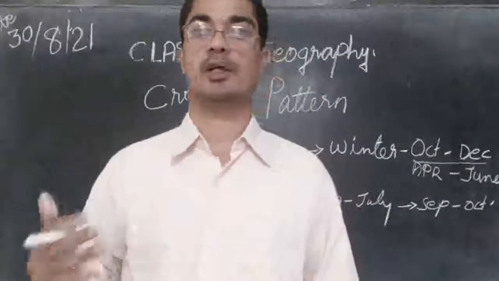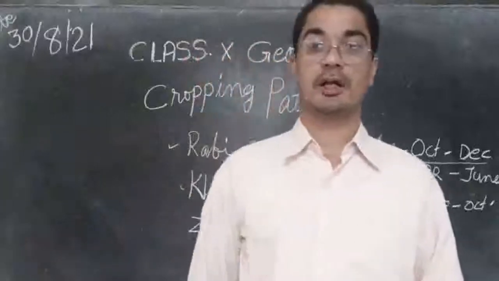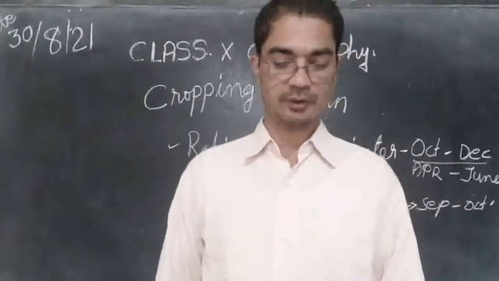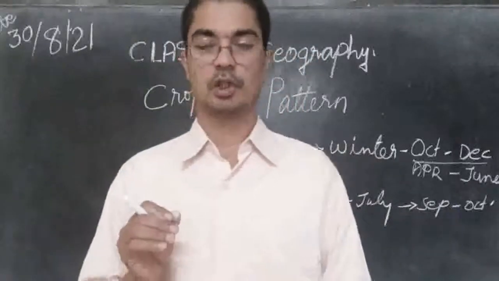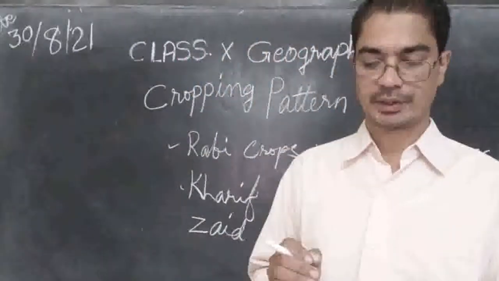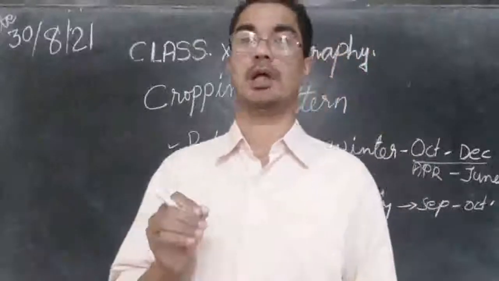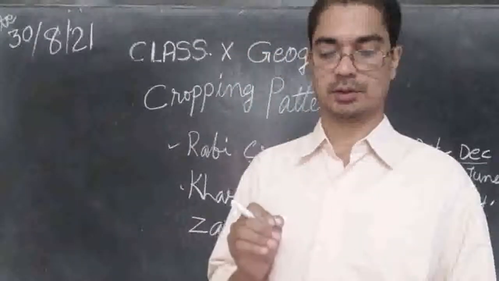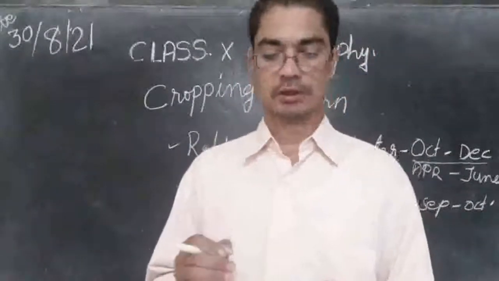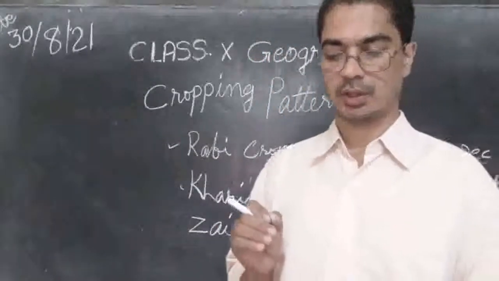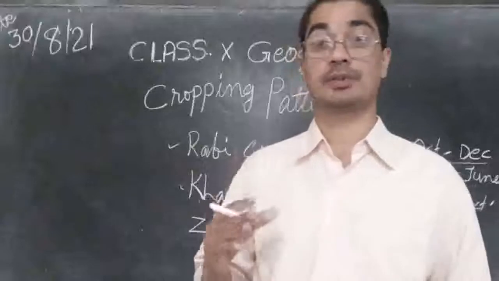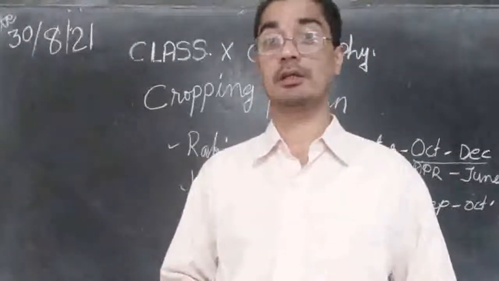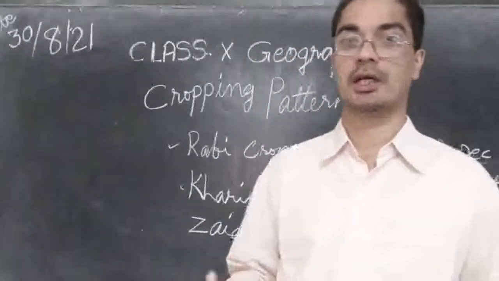Let's say once again, what are the crops grown in the kharif season? They are paddy, maize, jowar, bajra, tur, moong, urad, cotton, jute, groundnut and soya bean. These are the crops that are grown in the kharif season.